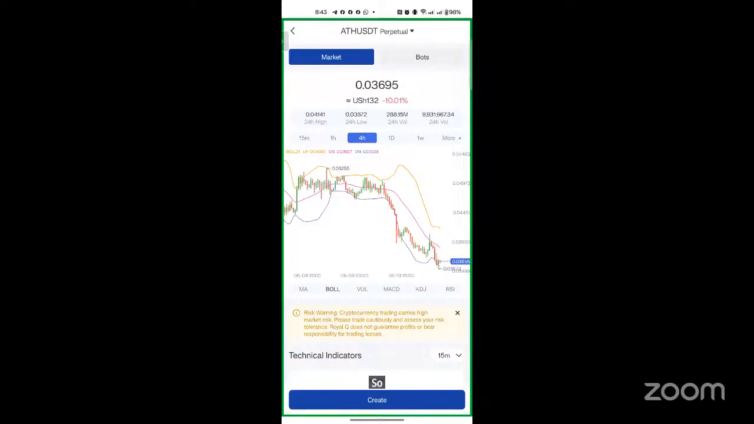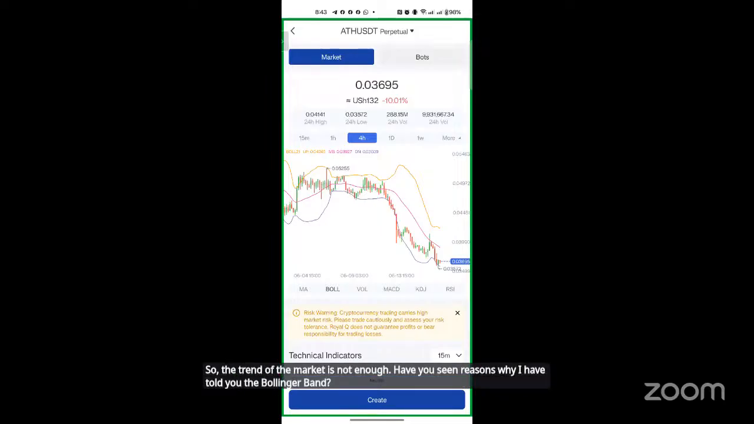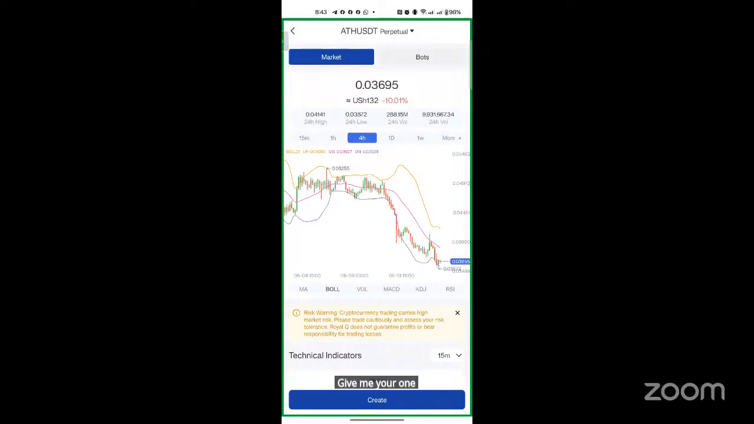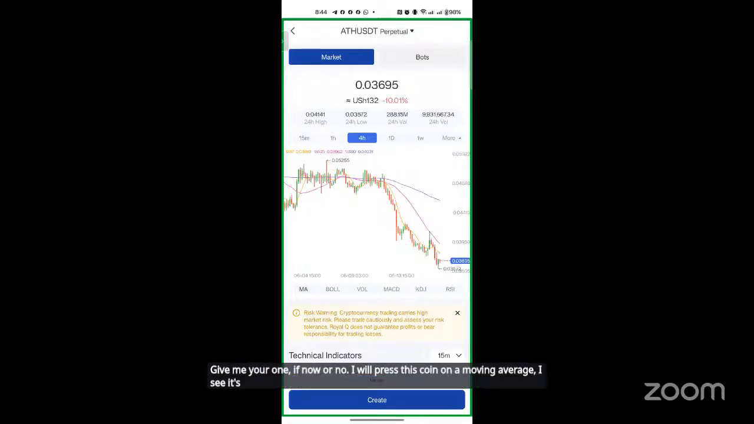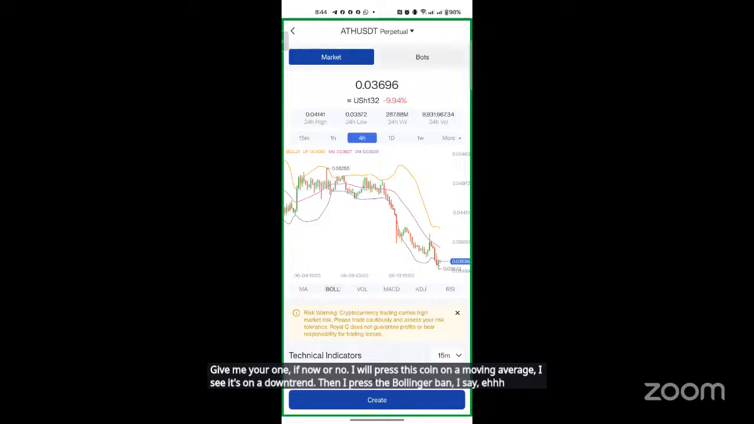So the trend of the market is not enough. Have you seen reasons why I have taught you the Bollinger Band? Give me a yes or no. I will press this coin on a moving average. I see it's on a downtrend. Then I press the Bollinger Band. I say, hey, it has reached down there.